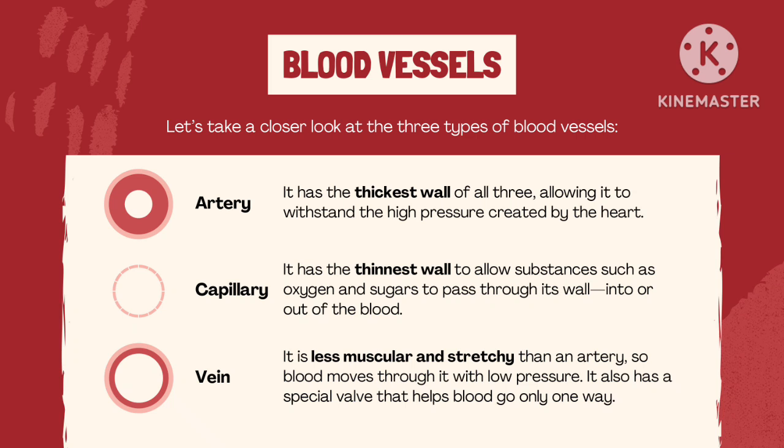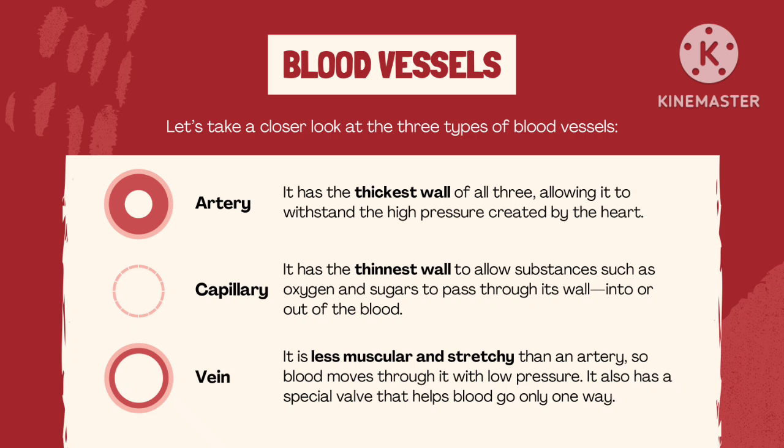At first, artery. See the picture of artery. It has the thickest wall of all three, allowing it to withstand the high pressure created by the heart. The second, capillary. It has the thinnest wall to allow substances such as oxygen and sugar to pass through its walls into or out of the blood.